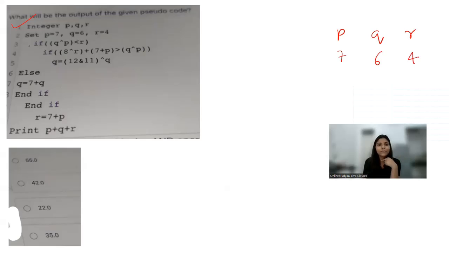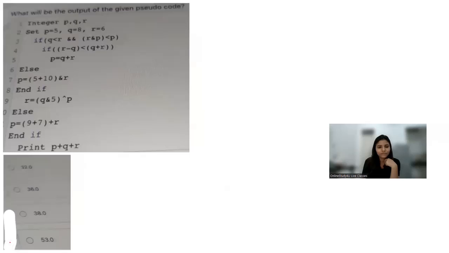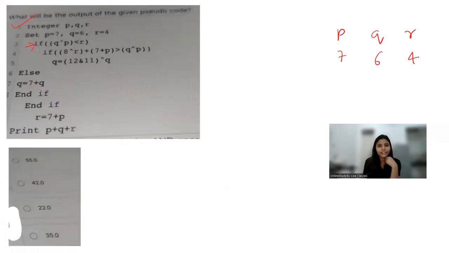Right? Now here we need to check for a condition. And the condition is if Q XOR P, this is not the power operator, this is XOR, right? So Q XOR P. What is the value of Q? It is 6. XOR P. P is 7, is less than R. R is 4. So here this is XOR, so we need to convert them into binary. Then we will solve it further, right?